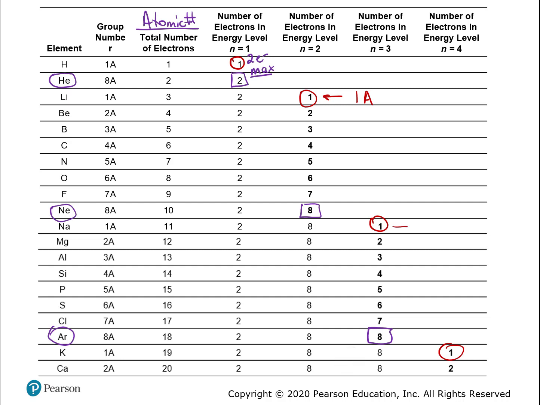Right? So this is 1A, this is 1A, this is 1A. It doesn't matter which one we look at, we could pick any one. Notice that nitrogen is group 5A. And then go down and look at phosphorus. This is group 5A.